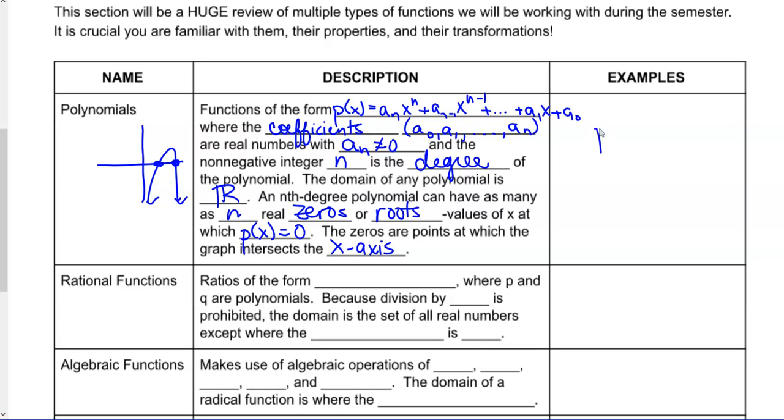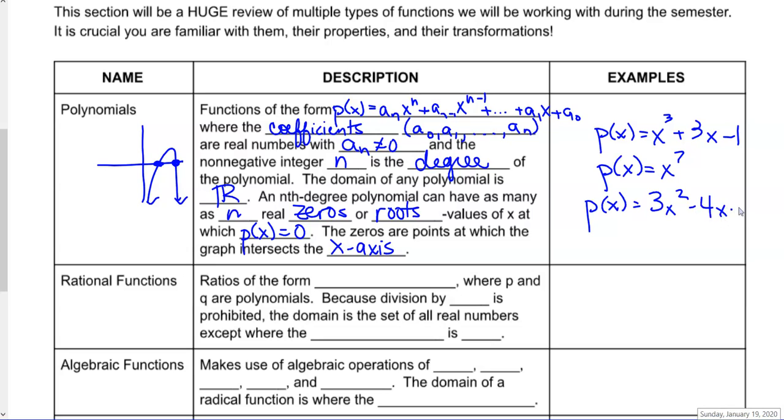So some examples of polynomials could be p of x equals x cubed plus 3x minus 1. I could have something like p of x equals x to the 7th. I could also have something like p of x equals 3x squared minus 4x minus 5 or something like that. Those are all polynomial functions.